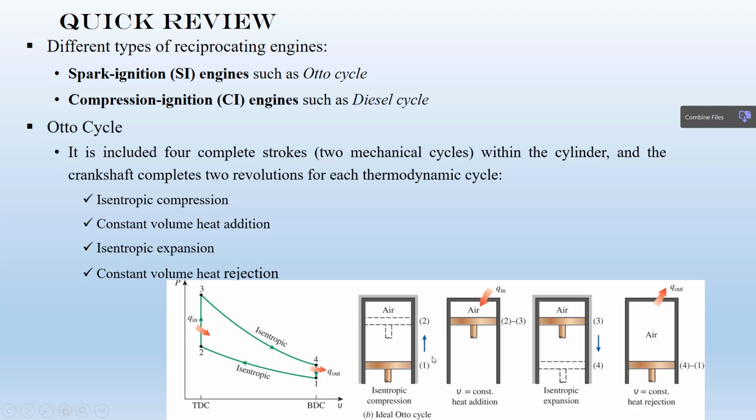And then at constant volume, heat is added to the system. So we have a constant volume heat addition from point 2 to 3, or process 2 to 3. And then there is an isentropic expansion step from state 3 to state 4. And then eventually heat is rejected at constant volume, from point 4 to 1. Keep in mind that this Otto cycle includes 2 revolutions and 4 strokes.